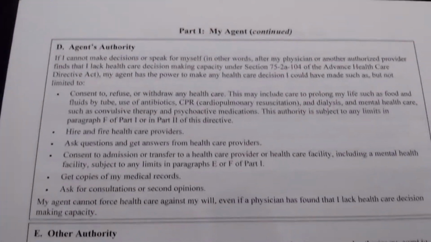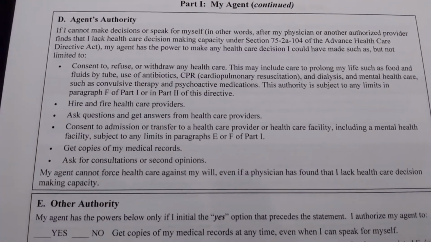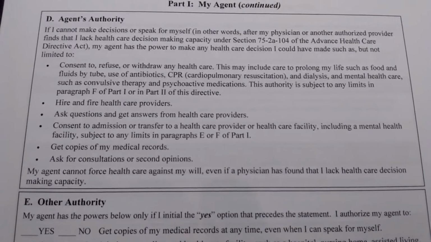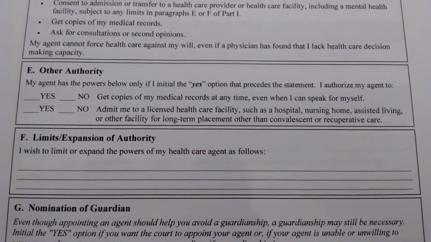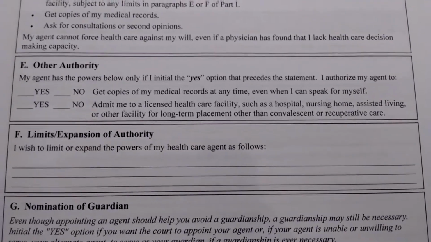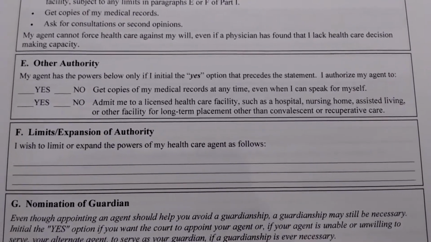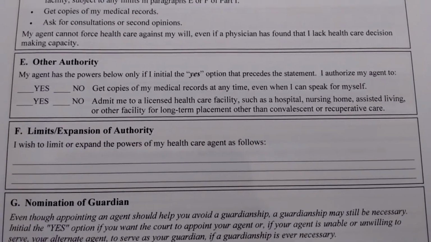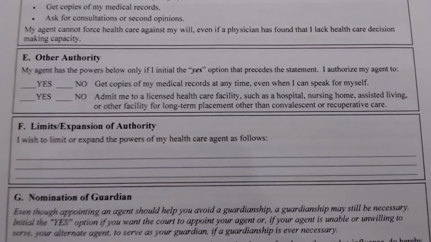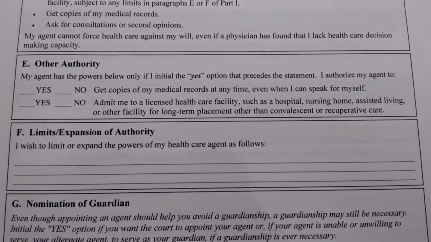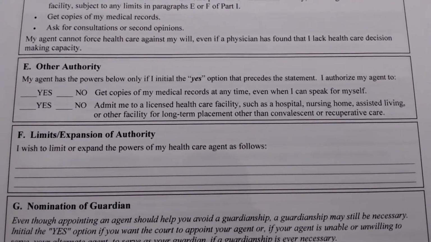Page 2 has information about what powers you are giving to your agent, and then other authorities. I almost always recommend that we initial yes on E, because that letter E is going to basically get rid of any red tape that the hospital may have as far as certain disclosures, and we never want any red tape when it comes to healthcare decisions and your agent.